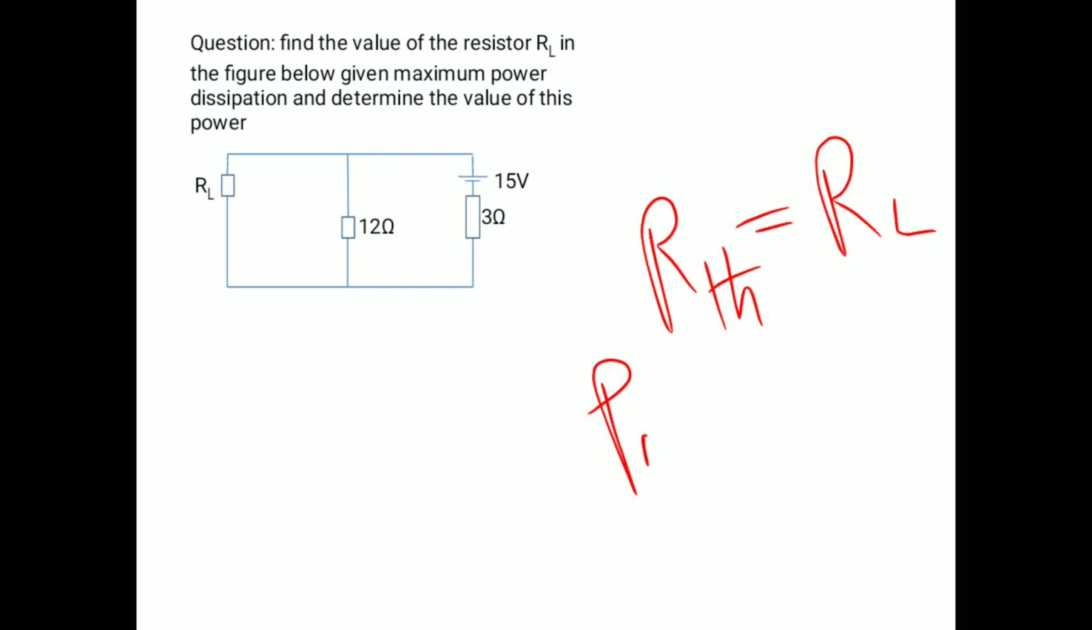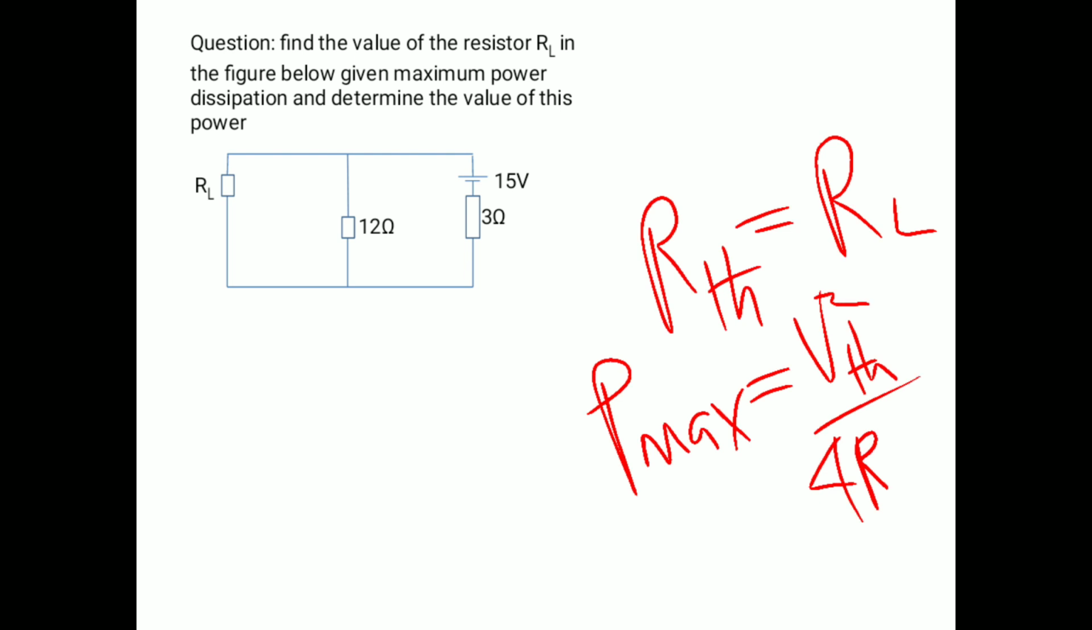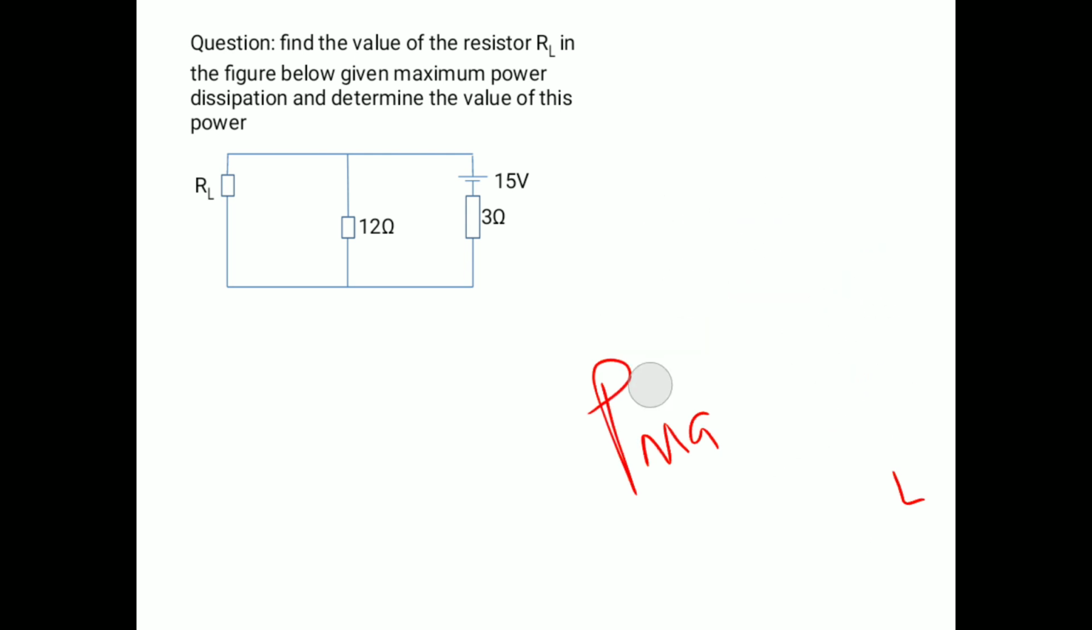Now the maximum power in a circuit in that case will be equal to the square of the Thevenin's voltage divided by 4 times the Thevenin's resistance, or you can just say the load resistance. And with that, we are done. Okay, so your knowledge of Thevenin's theorem is important here.